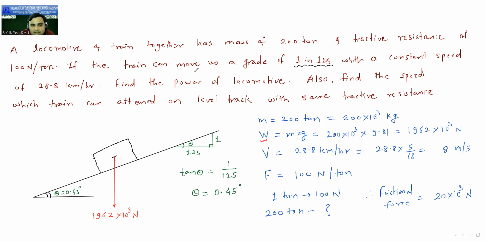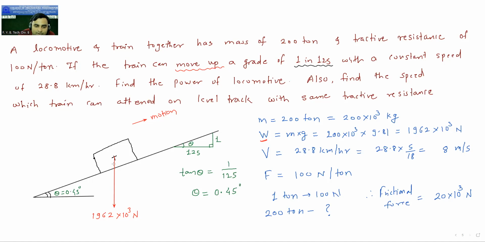If the train can move up, it is said, that means the train is moving in the upward direction. So the direction I will show. So this is the direction of the motion. In this direction the train is moving. Okay, so this is the direction of the motion. It is moving up. Now you can show the other forces also.